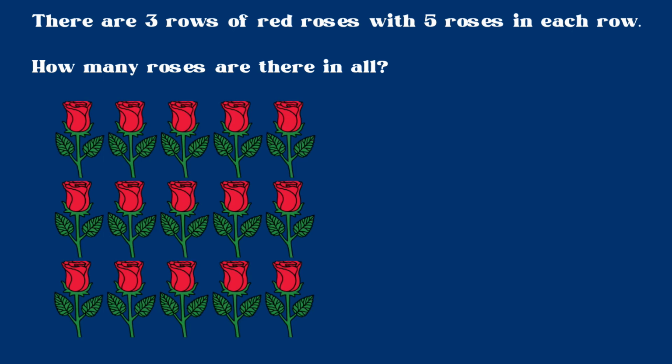In our next array, we have 3 rows of red roses with 5 roses in each row. How many red roses are there in all? Count the number of red roses. 3 times 5 equals 15.